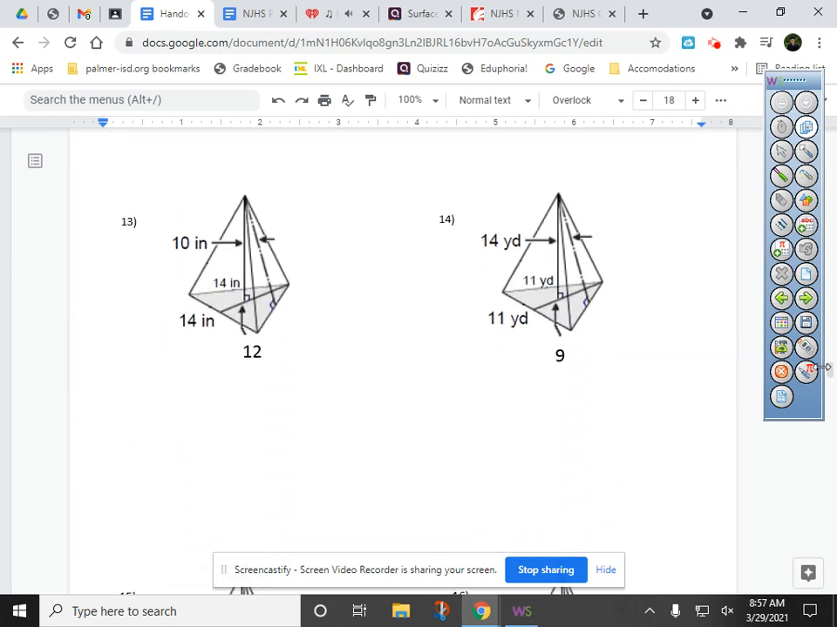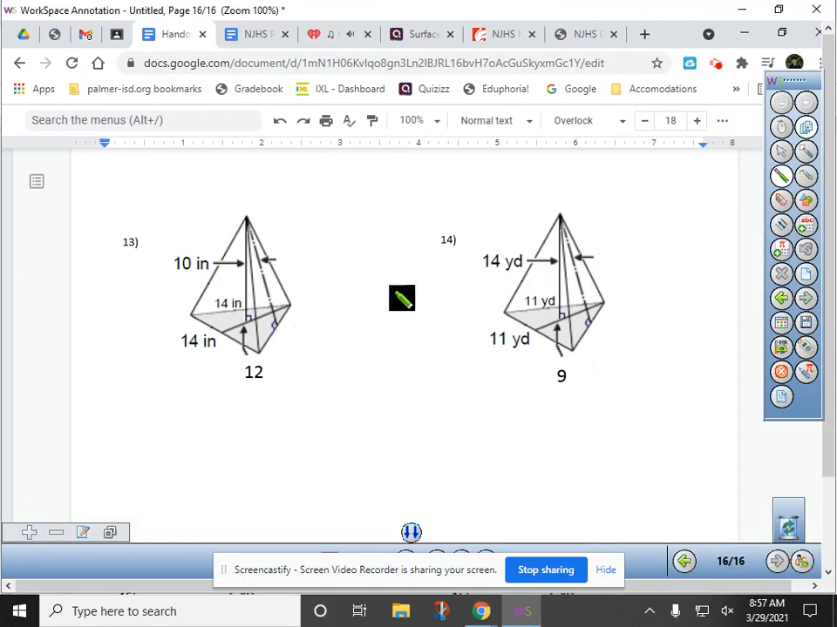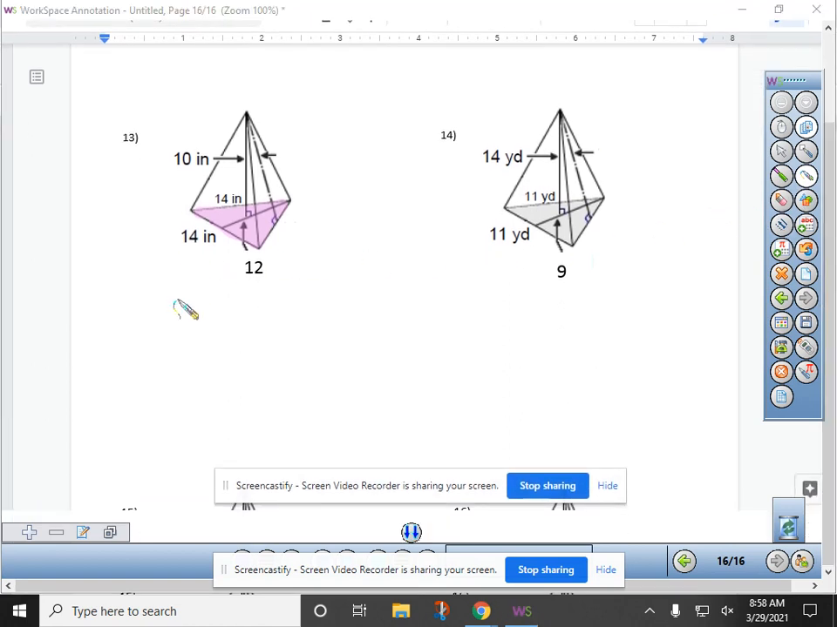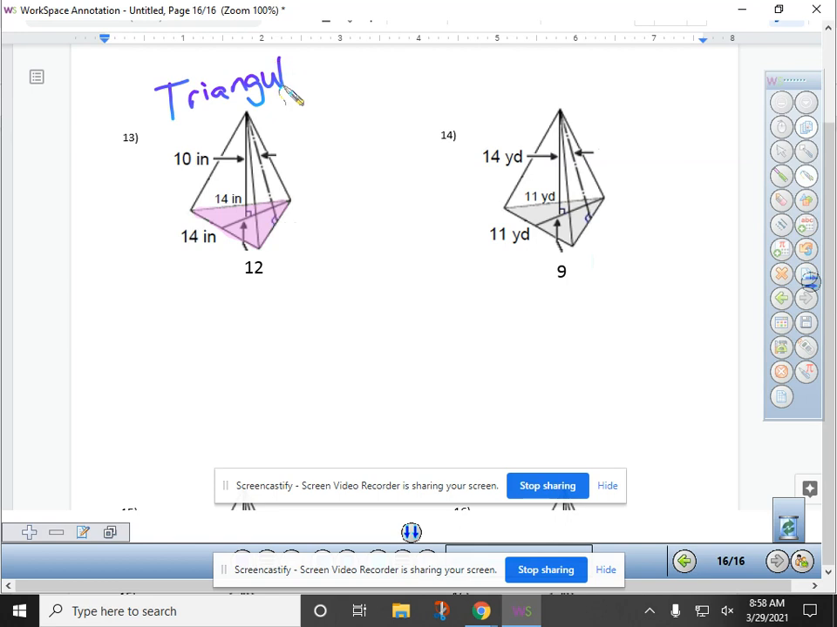All right, let's go to the next page, number 13. What is this figure? It's a pyramid. What is the shape of the base? Triangle. It's a triangular pyramid. Why do you think it's a prism, Dalen? It looks like the other one, but it had more lines. It only has one base and a point on top. That's a pyramid.